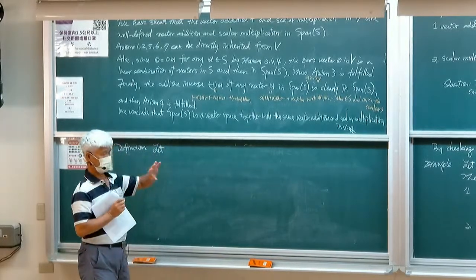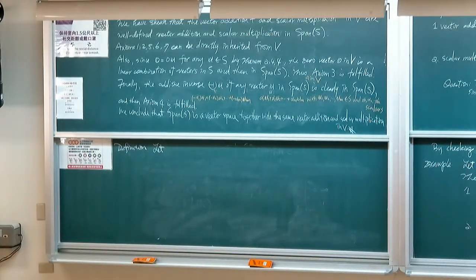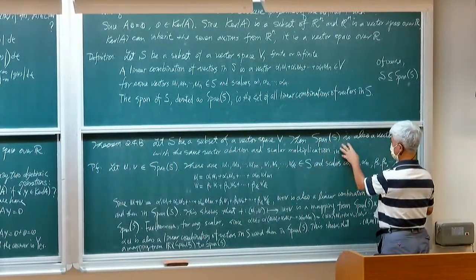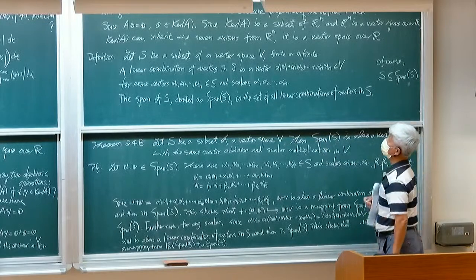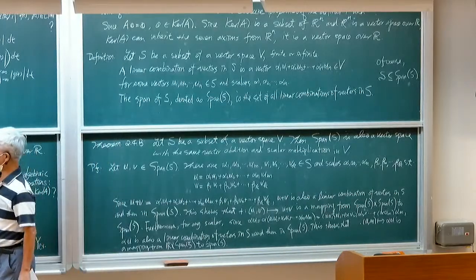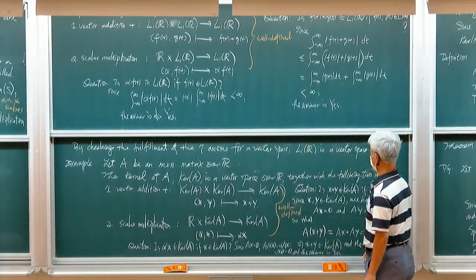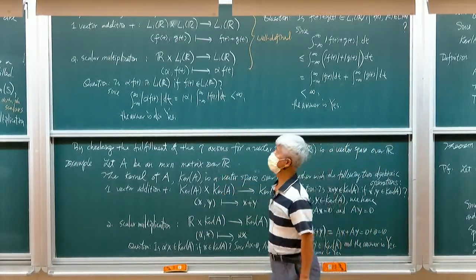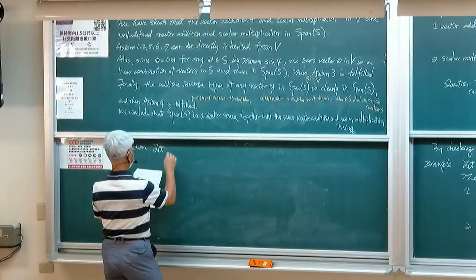So now we will summarize the situation here. The span of S is a subset of the vector space V, but we show that it is itself a subspace. We also know from the earlier example that the kernel of A is a subset of Rn, but we show that the kernel of A itself is also a vector space. Now this situation can be described in the following way.